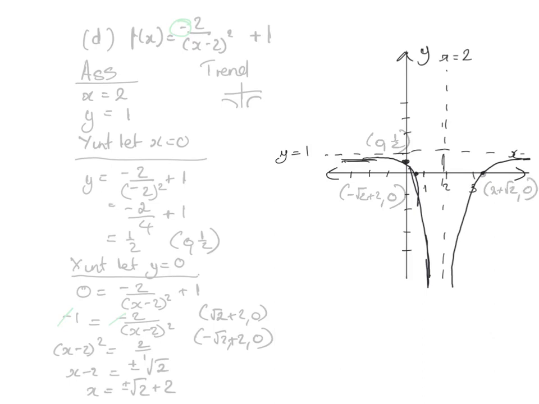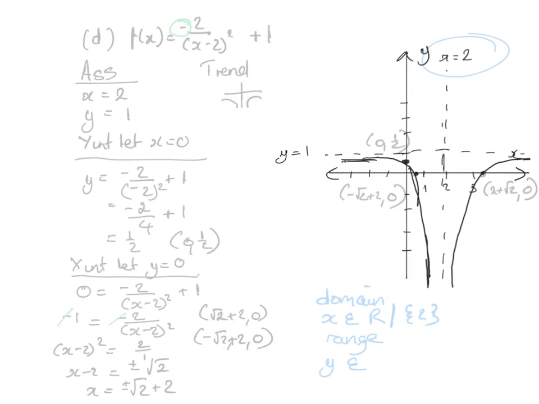The last thing that we want to do here is find the domain and range. Okay, the domain for this one. Well, you can see we can have any x value here except for x equal to 2. So x is an element of real numbers, excluding what value? Excluding 2.